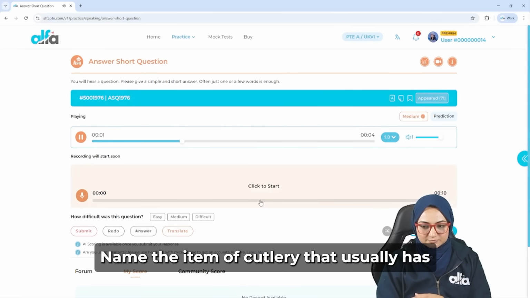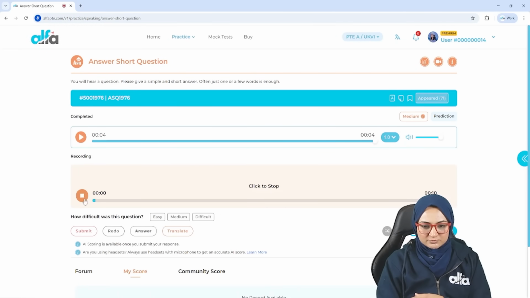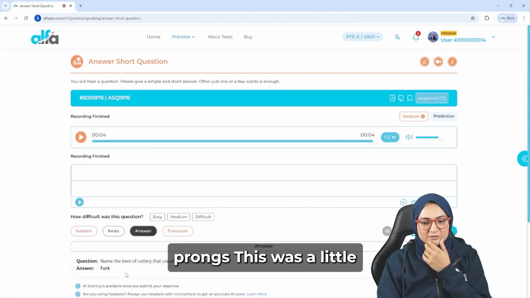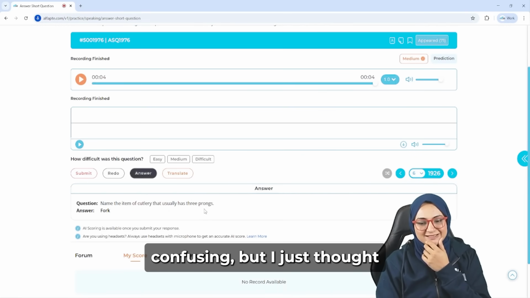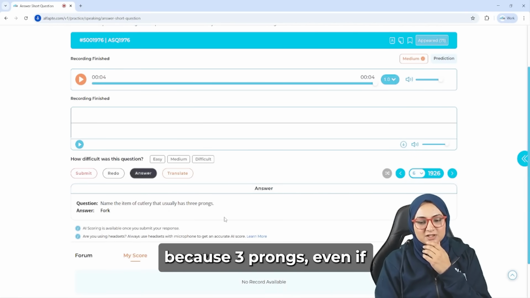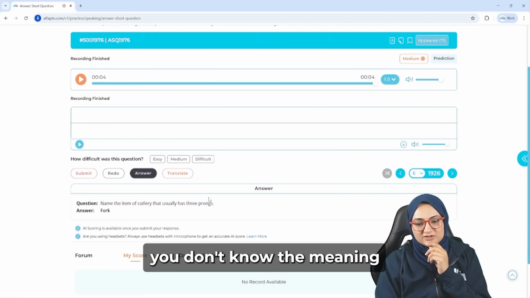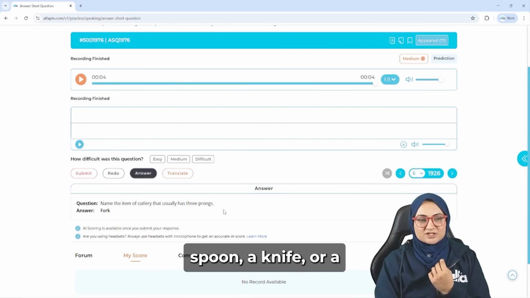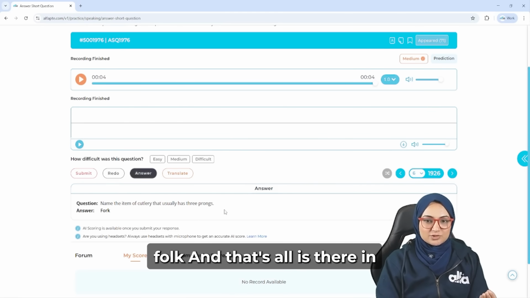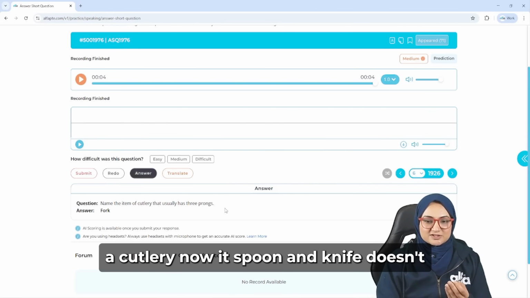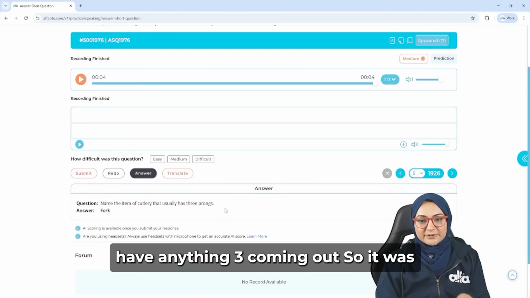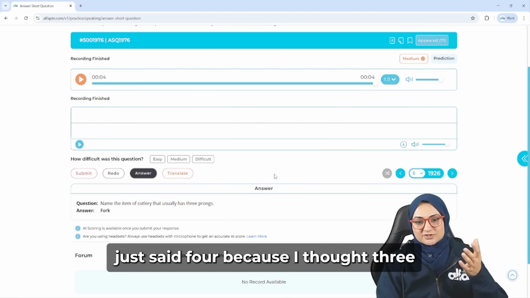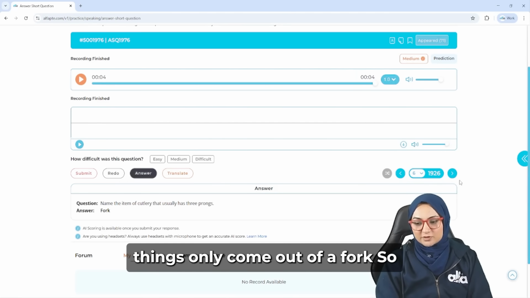Name the item of cutlery that usually has 3 prongs. Fork. Fork. Let's see. Fork. 3 prongs. This was a little confusing, but I just thought, because 3 prongs, even if you don't know the meaning of the word prongs, a spoon, a knife or a fork, that's all there is in cutlery. Now spoon and knife don't have anything 3 coming out, so it was a difficult question, like 3 prongs. I just said fork because I thought 3 things only come out of a fork. So yeah.